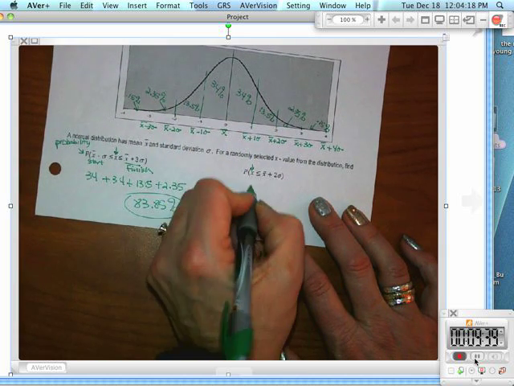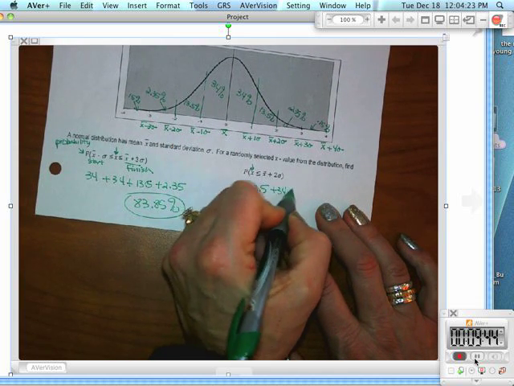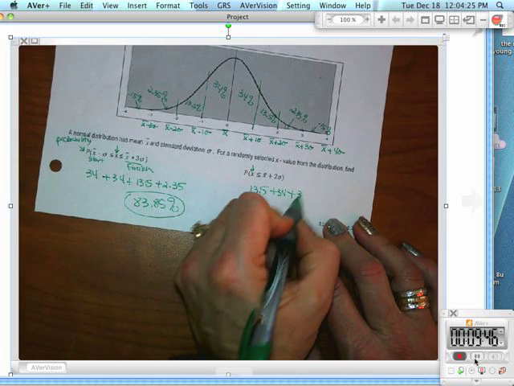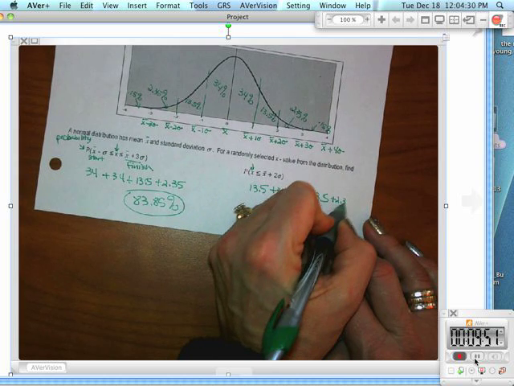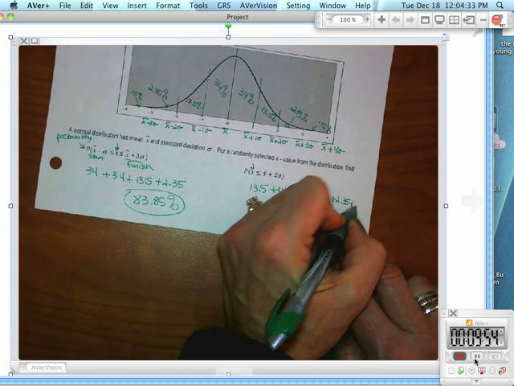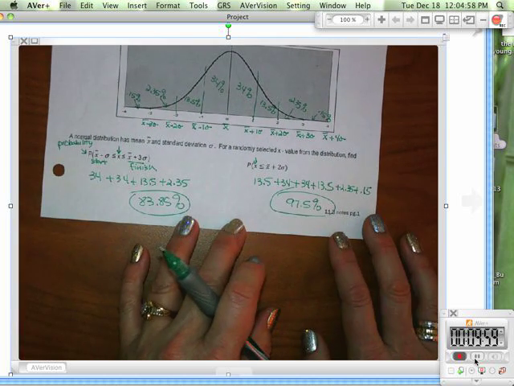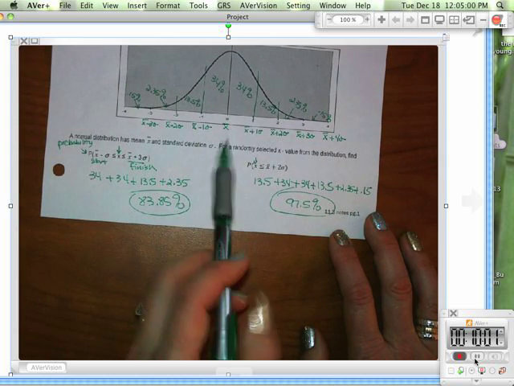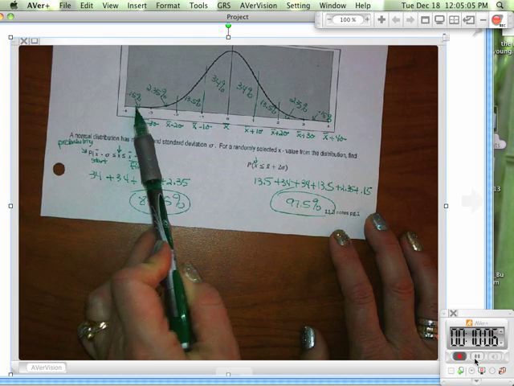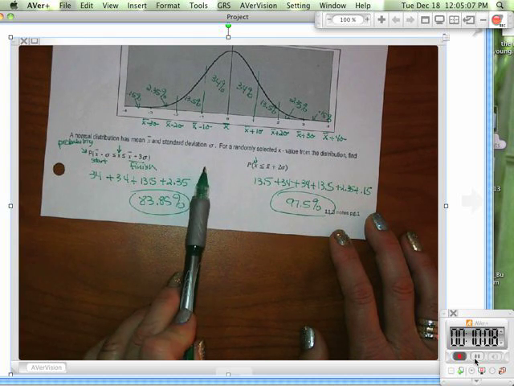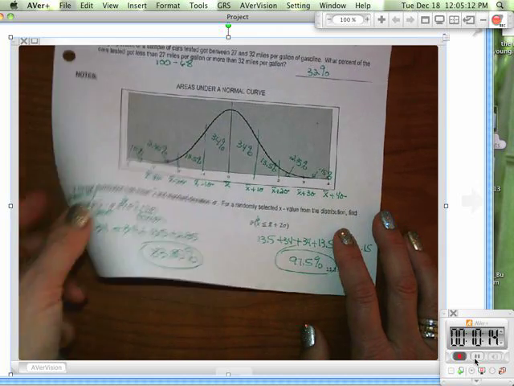It's 13.5. Then I'm going to add this piece right here, plus 34, plus another 34, plus 13.5, plus 2.35, and plus 0.15. And that totals up to a 97.5% chance that it's going to land from here all the way this way. Okay, so that's kind of like the first couple problems that you're going to have to do, really just adding up the different percentages from the normal curve.